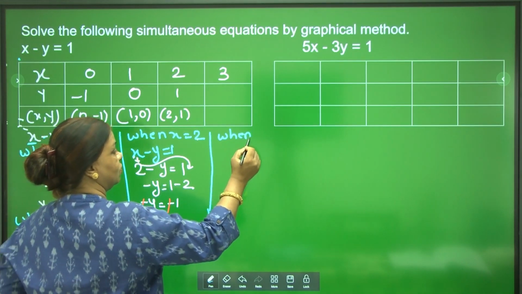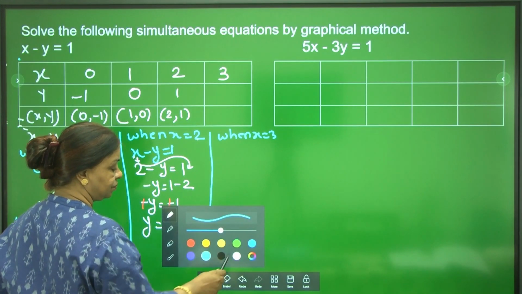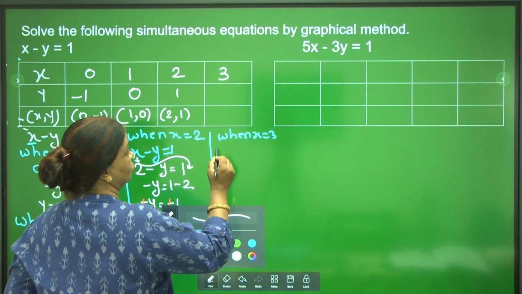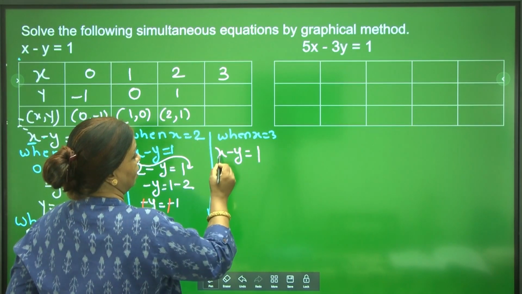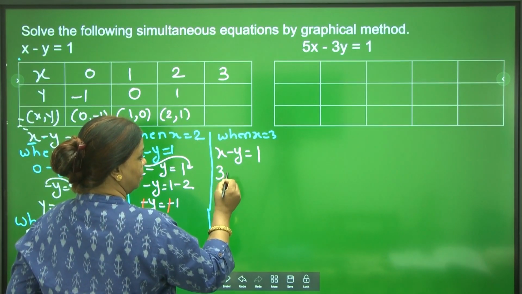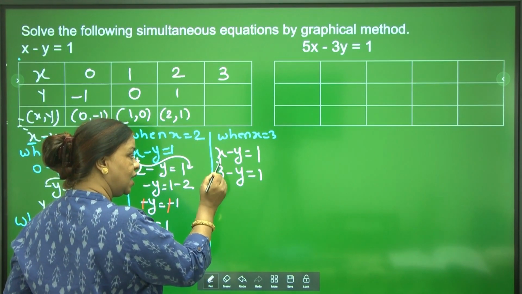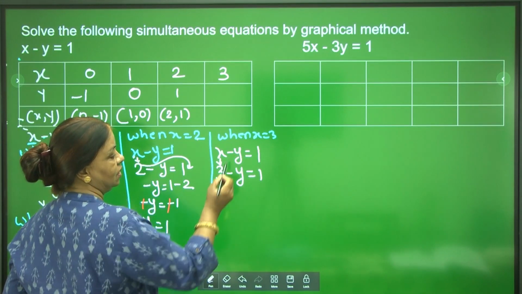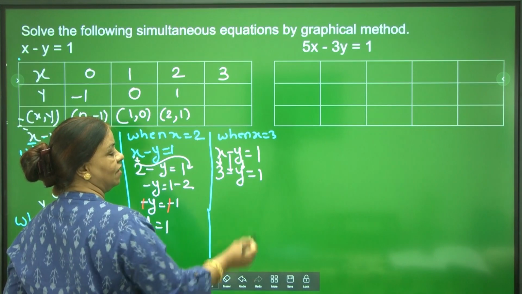When x is equal to 3, place it in the equation. So, x minus y is equal to 1 and x is 3. 3 minus y is equal to 1. See, in place of x I am writing 3, in place of minus I am writing minus, in place of y I am writing y.